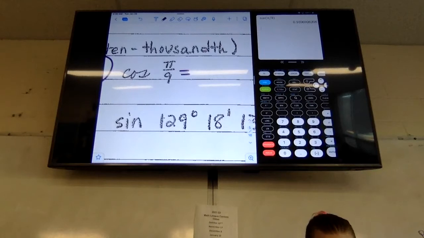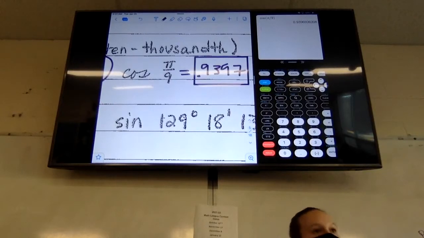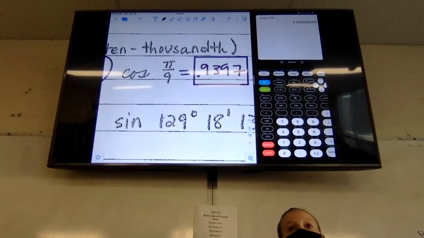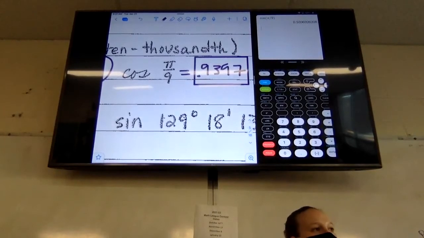So I'm going to write 0.9397. Since this was just cosine, all I did was press the cosine button. I press pi, I press division sign, I press 9. Cool. The other 2 radians are not as simple, right?